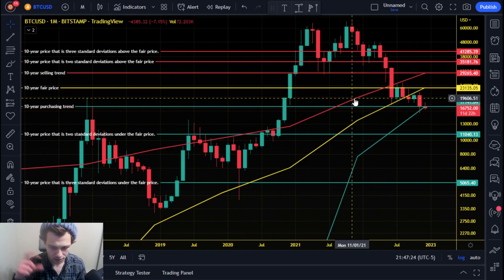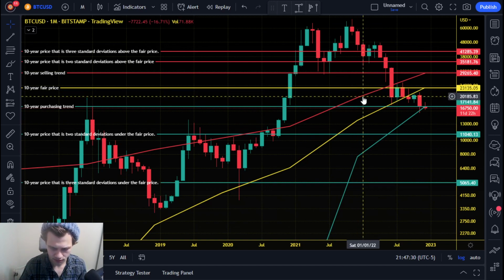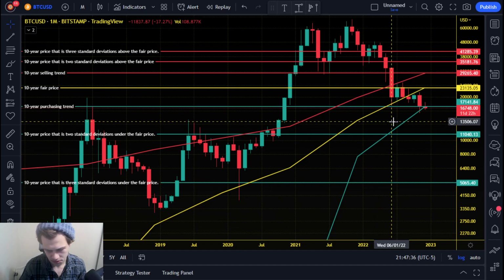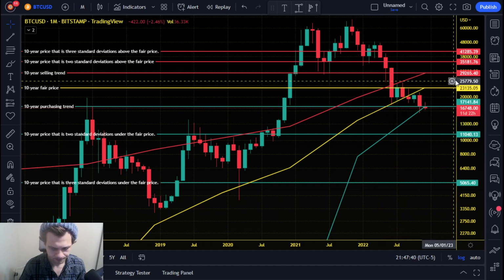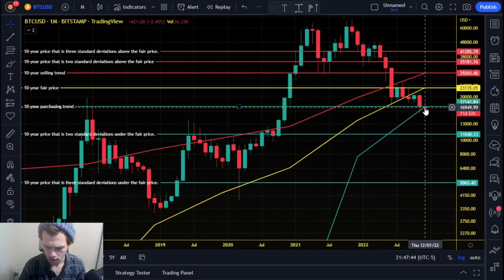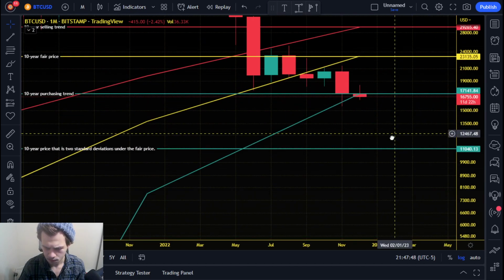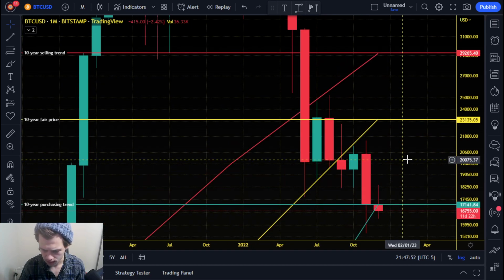statistical distribution over the past decade here. Currently this is one standard deviation, this is no deviation, 0, and -1. Currently we are just under the value area for the decade.